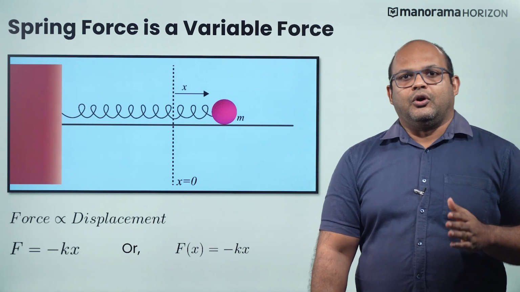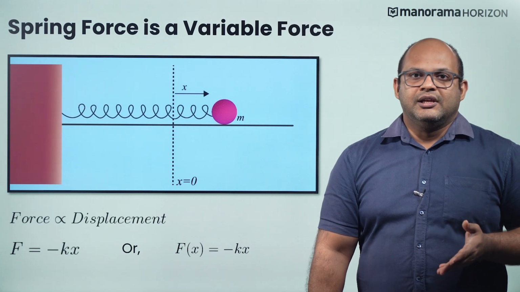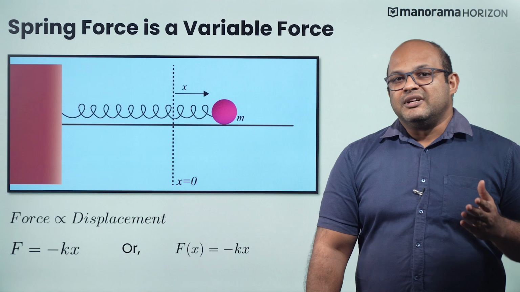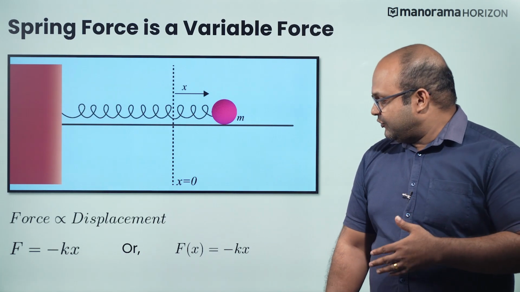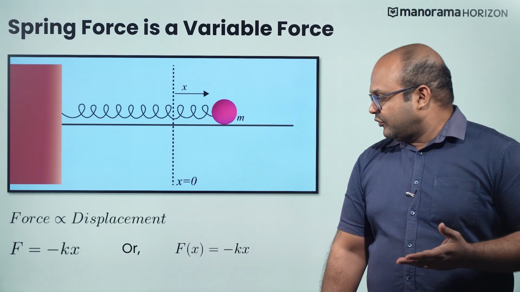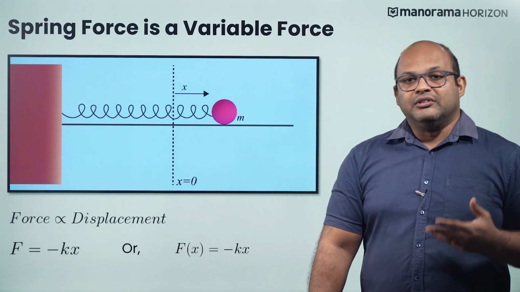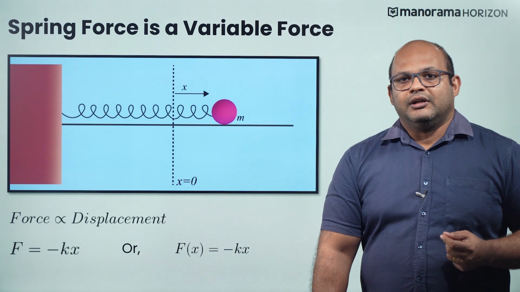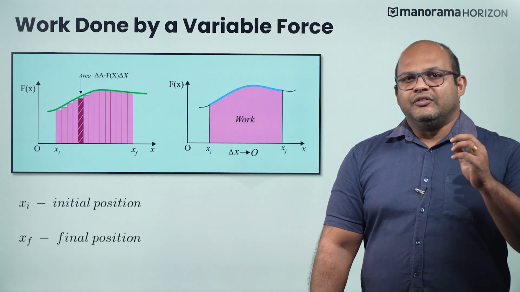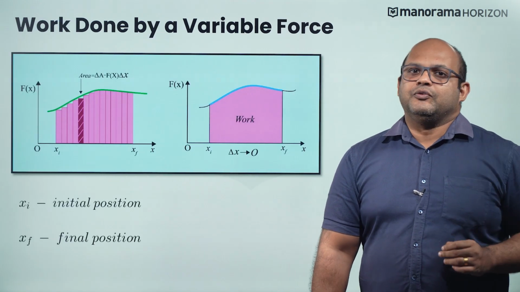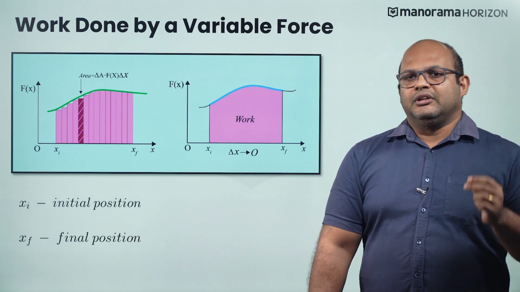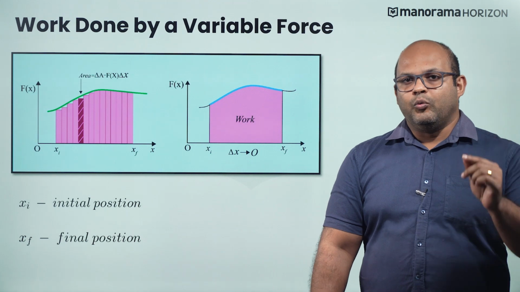This force is called the restoring force and is dependent on the distance moved by the object from its initial position. That is why F is equal to negative of kx, or we can say that the restoring force is a function of the displacement. Now, let us calculate the work done by such a variable force. For our ease of understanding, we are going to consider the stretch happening in only one dimension.